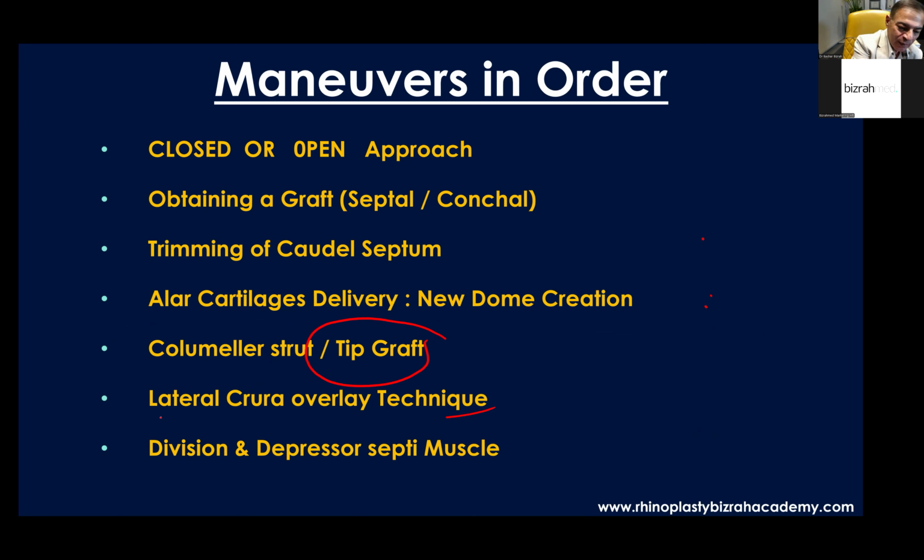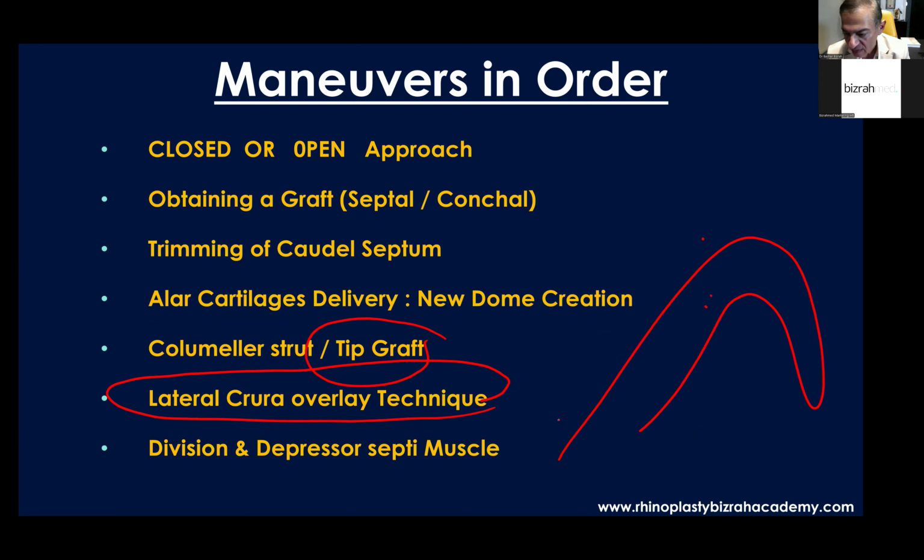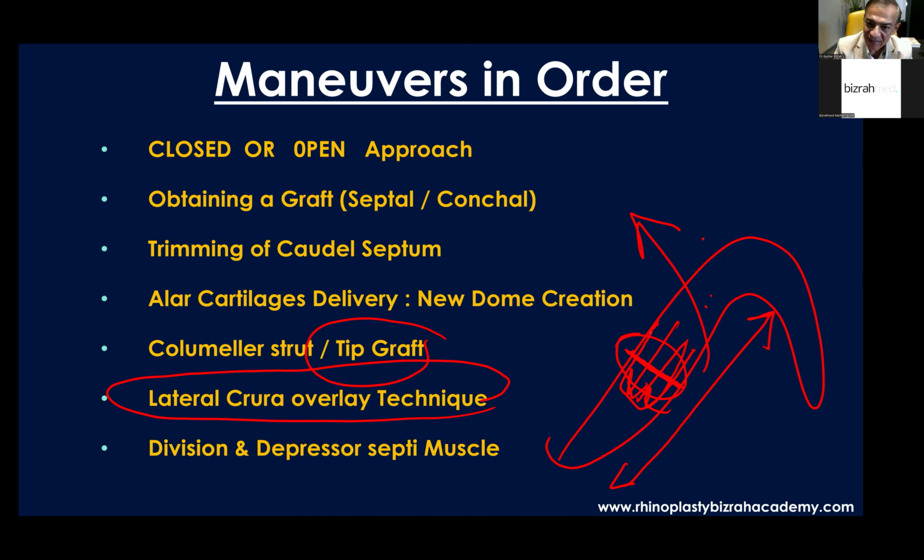And then we explained the lateral crus overlay technique. We said most patients have a long lateral crus, so we need to do the lateral crus overlay technique by dividing the lateral crus in the midline, the cartilage only, with preservation of the skin, and this will allow the lateral crura to overlap each other. Once they overlap, this will shorten the lateral crus and also allow for rotation, because this now will work like a joint and allow for rotation of the lateral crus.